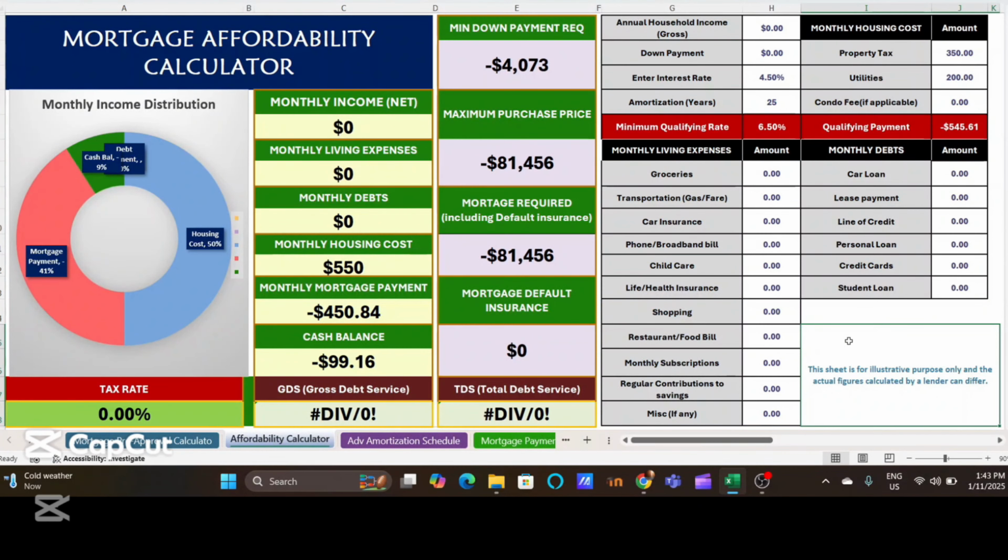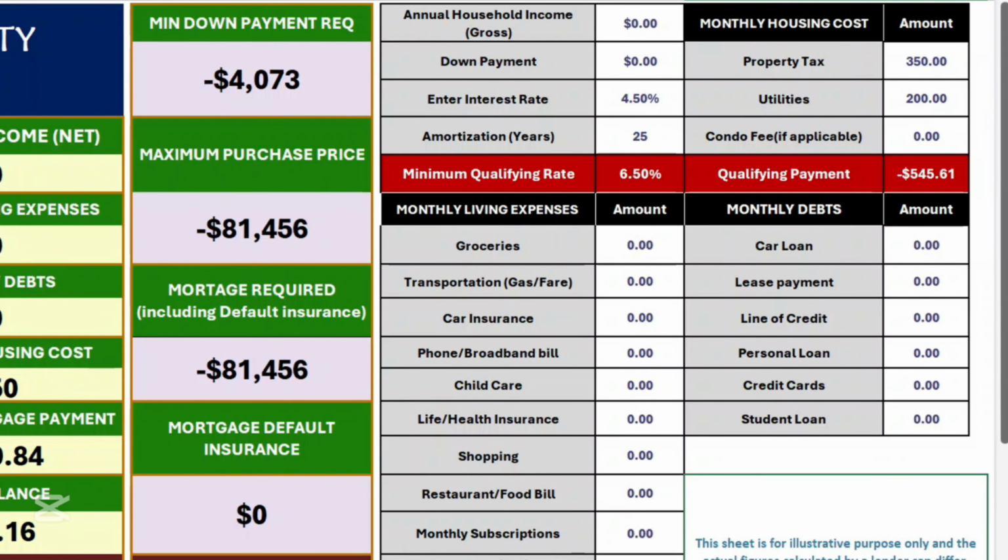In this video, I'll explain how to use the Mortgage Affordability Calculator sheet of this home buying planner. So this sheet of the home buying planner helps you to know what the maximum purchase price of the home can be based upon your income, down payment, interest rates, amortization, and the housing expenses you have.